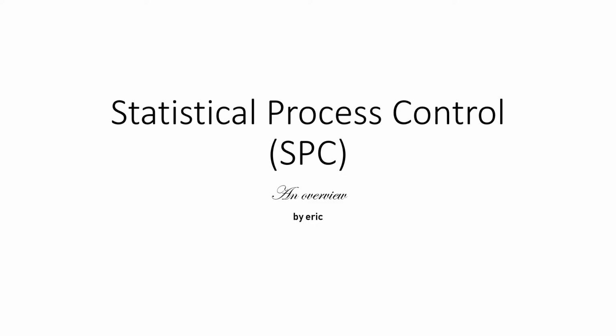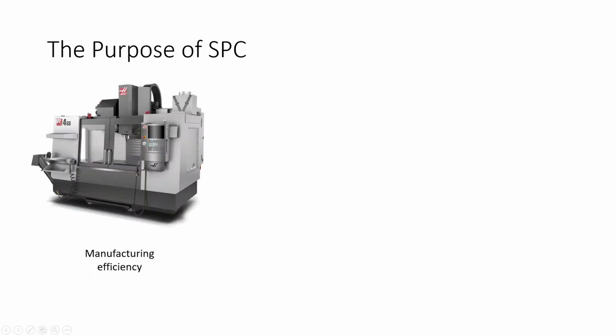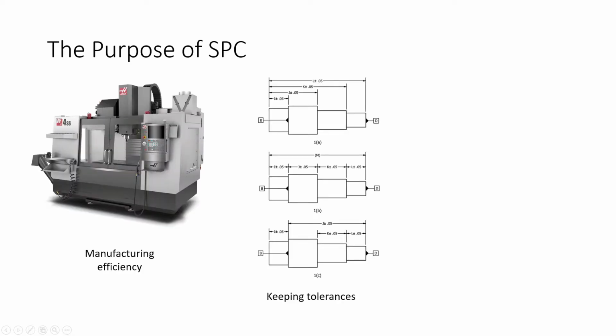Hi, I'm Eric, and in this video I'll be explaining a topic called Statistical Process Control, or SPC. The purpose of using SPC is to maintain or improve characteristics of a process, such as manufacturing efficiency, keeping measurements within a specified tolerance, and reducing catastrophes during a process.